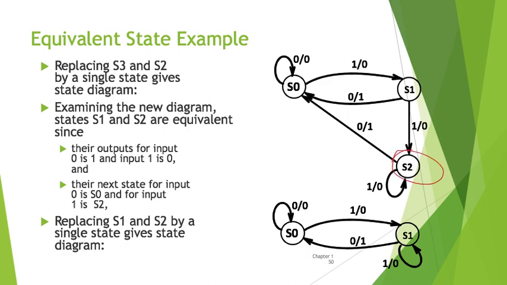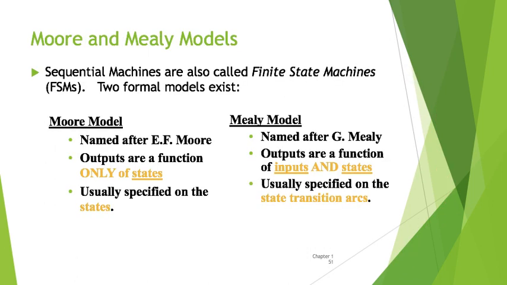Also, when we look at S2 and S1, when the input is 1 and the output is 0, the next state is S2. When the input is 0, the output is 1 and the next state is S0. So we can replace these two by one only. That means they are equivalent.